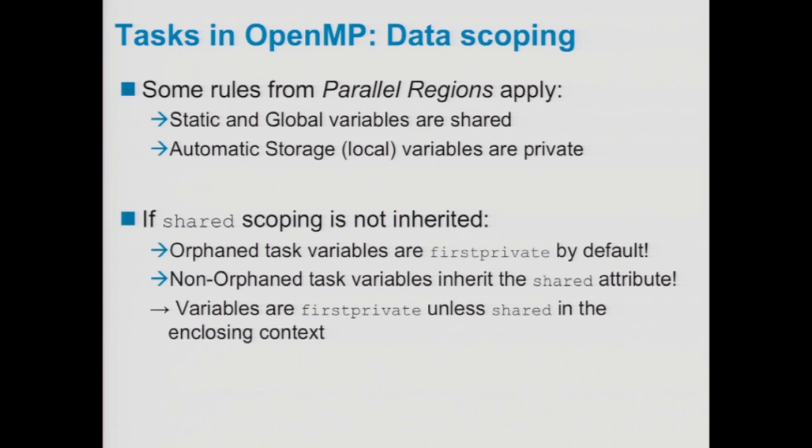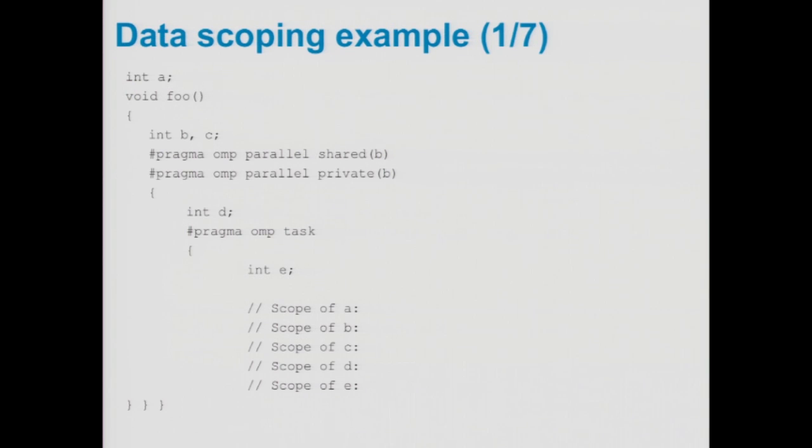It helps to walk through an example here to talk about some of the different cases rather than to talk about it in words. For tasks, one of the differences is if it's an orphan task versus not. If the task is not lexically inside of the parallel region, it's treated a little bit different than if it is inside. So let's walk through an example. Here we have a bunch of variables, A, B, C, D, and E, that are declared at different scopes in your program. So A is a global variable, basically a static variable in the program. B and C are local to the function foo.